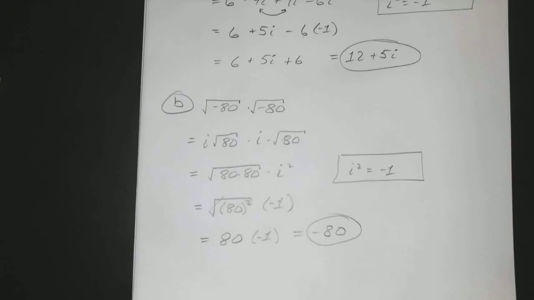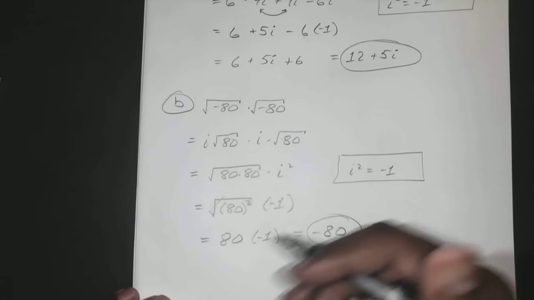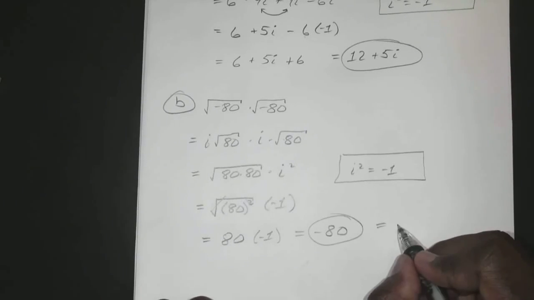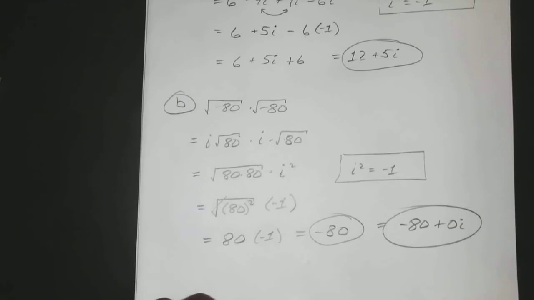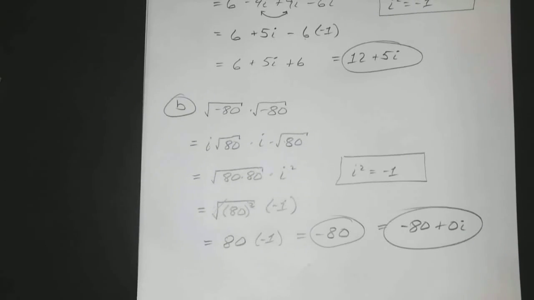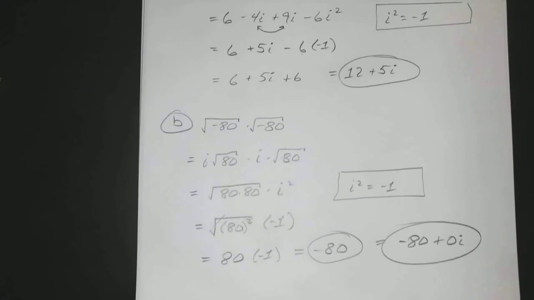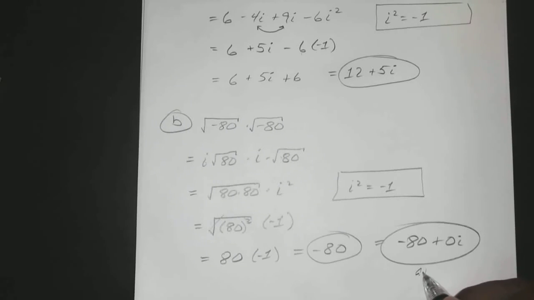Okay, any questions on this one? Yes. Oh, I'm glad you caught that. It's really easy to forget. Okay, so you have -80 plus 0i. I know I sat there and told you not to forget it, and I turned around and forgot it, which shows you just how easy it is to do. All right, so any other questions on this one? And this is our a plus bi.